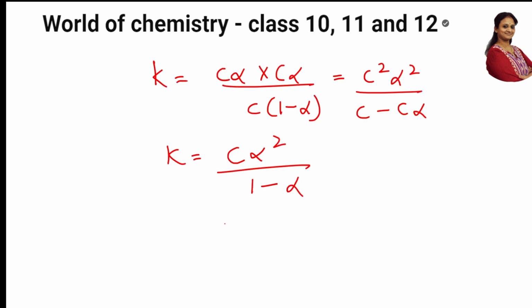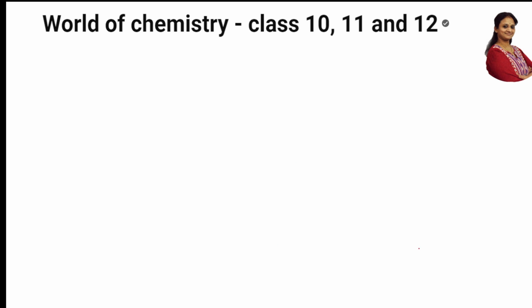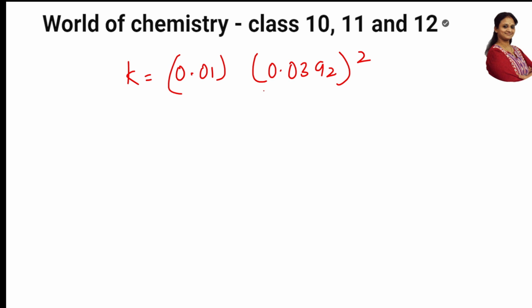So I'm going to substitute the values. The value for normality is 0.01 molar, and the alpha value is 0.0392. Can I substitute? Yes. So K is equal to 0.01 into 0.0392 square divided by 1 minus 0.0392.